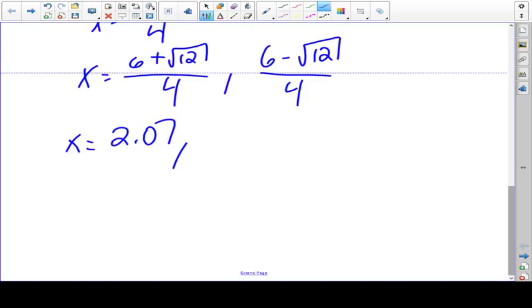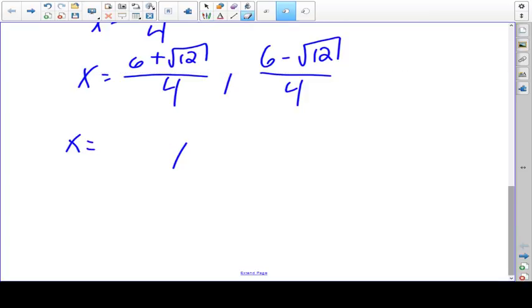Wait a second here. I just want to make sure I'm doing this right. I don't know what I was thinking. This isn't the right answer for the first one.